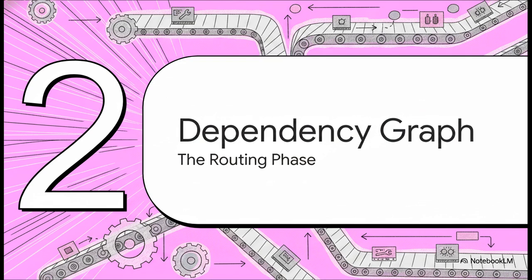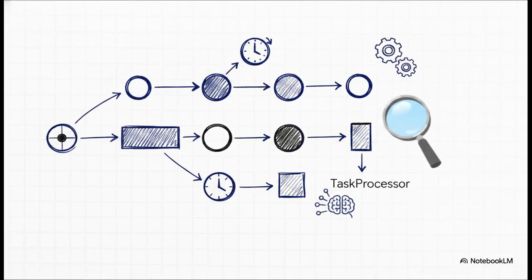Moving right along to Part 2, mapping the dependency graph, the routing phase. Okay, so once those subtasks are created, how do we run them quickly without them bumping into each other on the factory floor? How do we maximize parallel execution, but safely? The secret sauce here is a DAG, or a Directed Acyclic Graph. The central task processor in Mars analyzes the dependencies between all the generated subtasks, and the DAG strictly maps out what needs to happen first, second, and third.